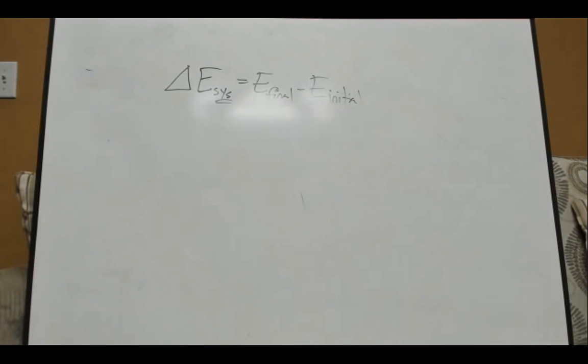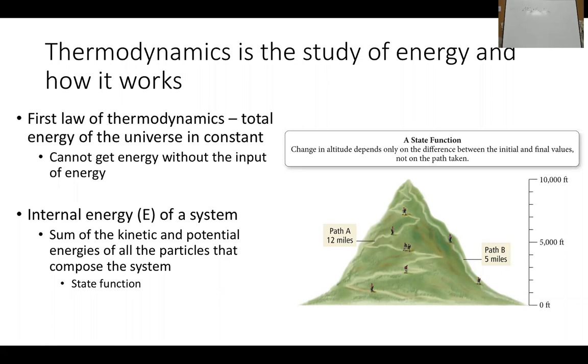I want you to think about how that would relate to a chemical reaction, because that's what we're going to talk about. What is the final state of a chemical reaction? Exactly, it is the products. What is the initial state of a chemical reaction? Exactly, it's the reactants. So the internal energy change of a chemical reaction is E products minus E reactants. Let's flip the camera back around. All right, so that's a state function, and that's the internal energy.